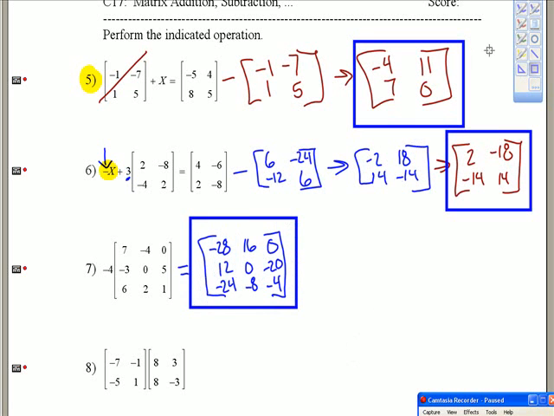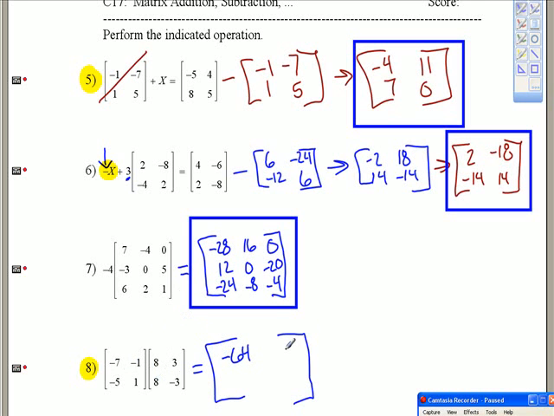And the last one there, number 8, is just multiplying two matrices, and if we follow the rule for that, we'll be okay. A 2 by 2 times a 2 by 2 should result in a 2 by 2. This is a row 1, column 1, so we're going to multiply row 1 times column 1. We've got negative 7 times the 8 plus negative 1 times 8. That turns out to be negative 64.